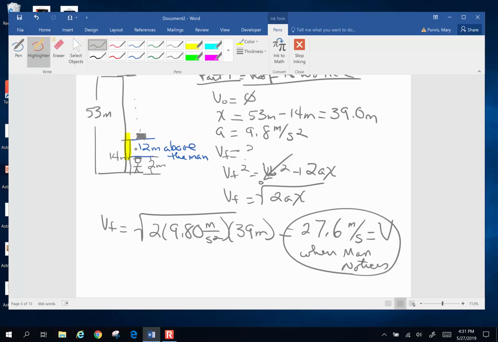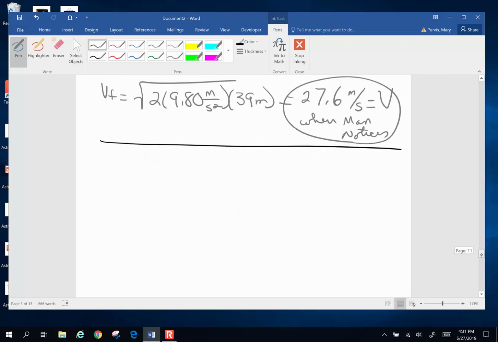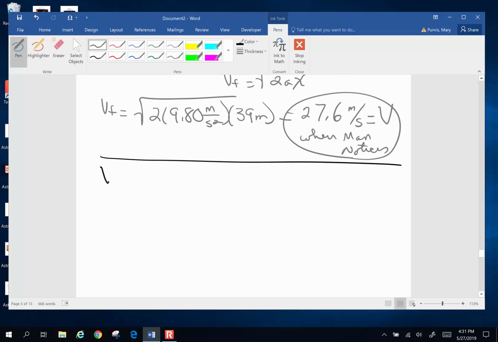What's actually going to happen while the fellow is noticing? So let's take a look at what we've got here. For that section, we know that the block has an original velocity of 27.6 meters per second. We know it is going to travel a distance of 12 meters before it hits the man. Where did I get that 12 meters?